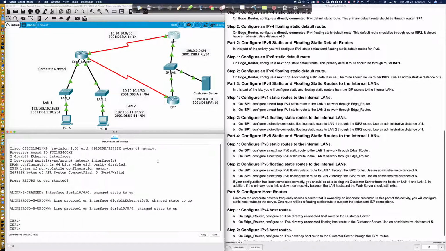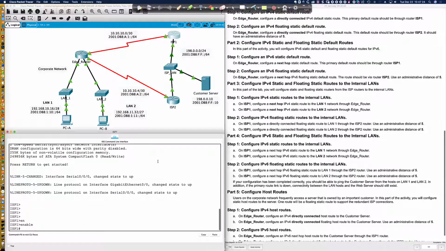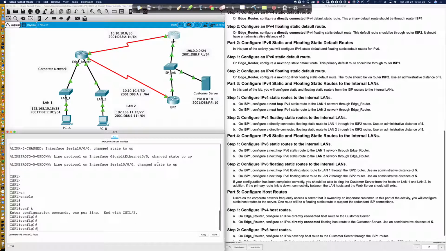What we're going to be doing here is configuring a next hop IPv4 static route to the LAN 1 network through Edge router, right? So there's a lot going on in that statement. So let's go from user exec, as indicated by the > sign with our prompt. We'll enter the enable command, or just en will get it done, to get us into privilege exec and then into global config. And so we're going to be creating a next hop IPv4 static route.